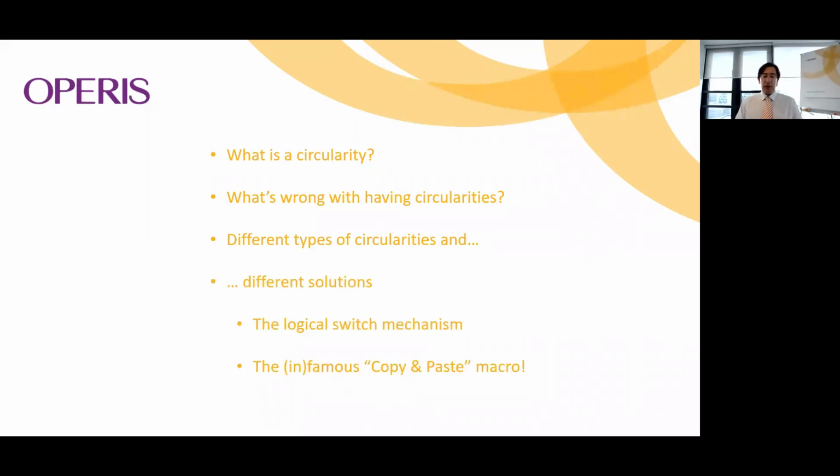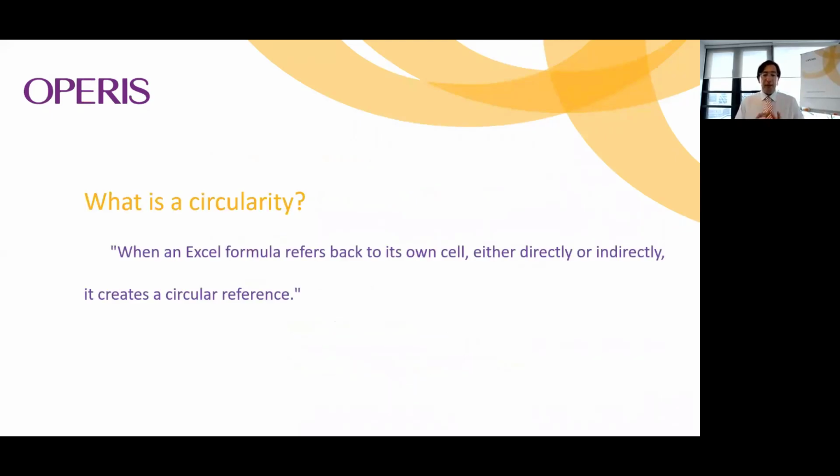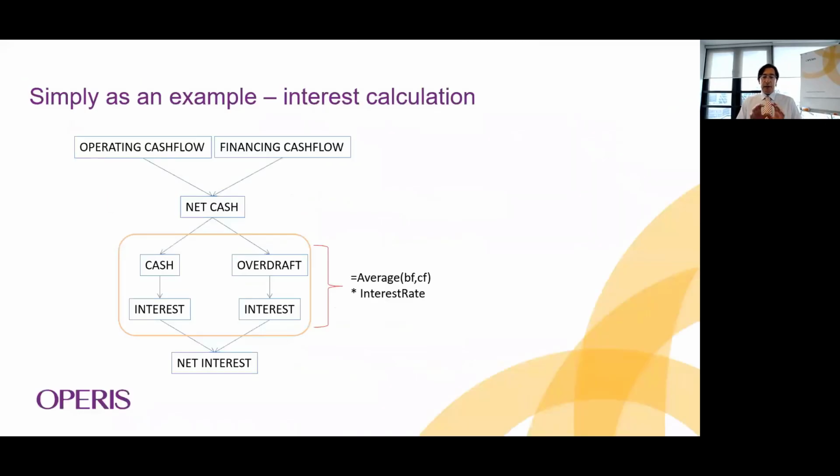So let's start with the idea of what is a circularity. A very clear definition again: when an Excel formula refers back to its own cell, either directly or indirectly, it creates a circle reference. That's exactly the definition of a circularity. We're going to have a look at an example of a possible circularity. It's a common circularity in a financial model. And again, this is simply an example. It's not my intention to teach you how to calculate interest, but to identify the circularity within an interest calculation.